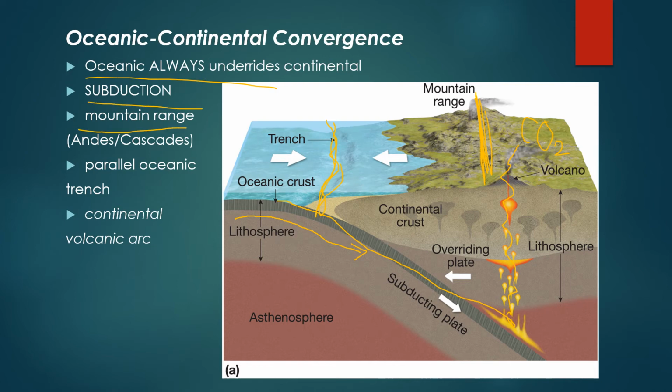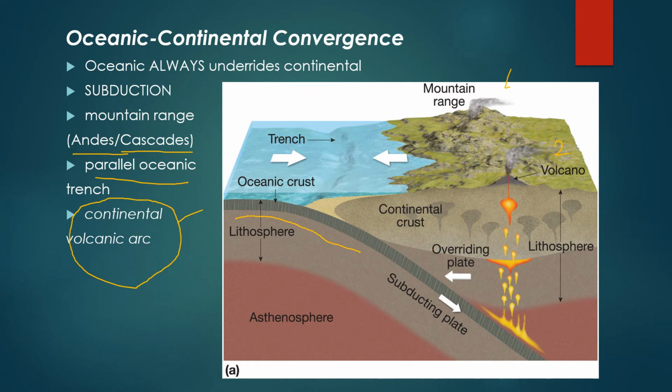This is a subduction zone. You have mountain ranges like the Andes or the Cascade Mountains. The Andes you have in South America, where the Pacific plate is going underneath the, I think it's the South American plate. I might be wrong. And then you have an oceanic trench parallel to that. And this would be a continental volcanic arc. That's what we would call this here. Continental volcanic arc. That's just the name of this entire mountain chain, if you will.